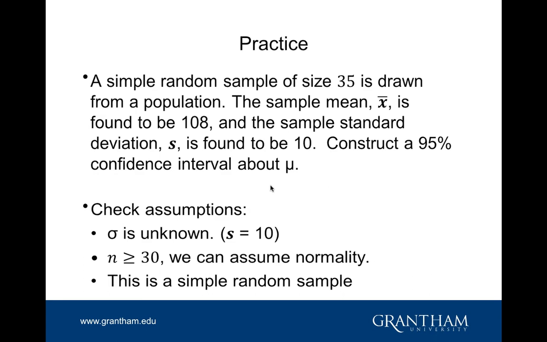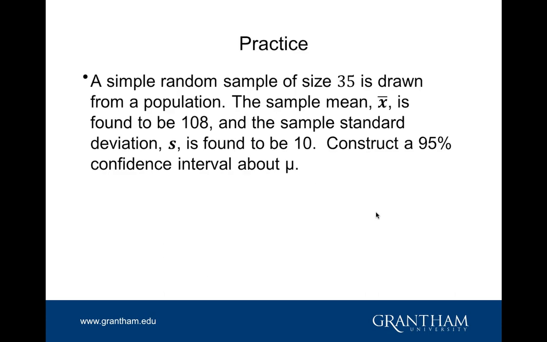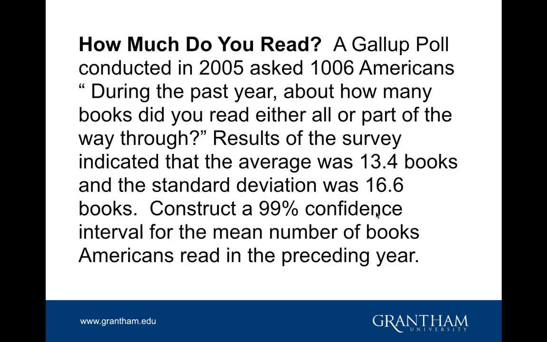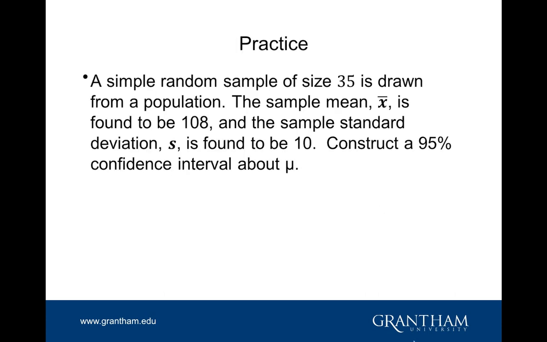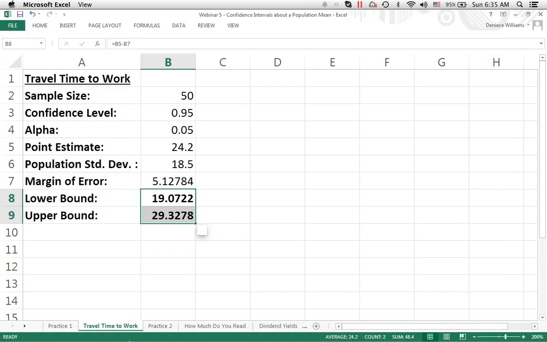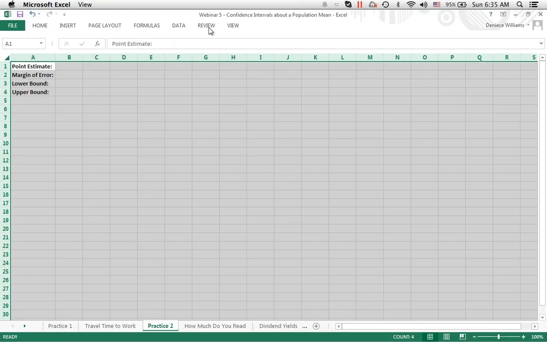Now, let's go ahead and do the problem that's on this screen. Here we have n is equal to 35. The sample mean is 108. Our sample standard deviation S is 10. And we're asked to calculate a 95% confidence interval, which implies that alpha is equal to 0.05. So I'm going to go ahead and open up my Microsoft Excel.